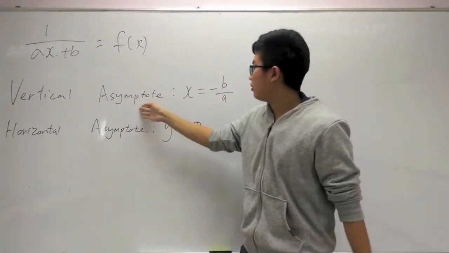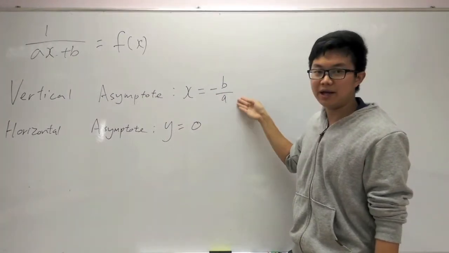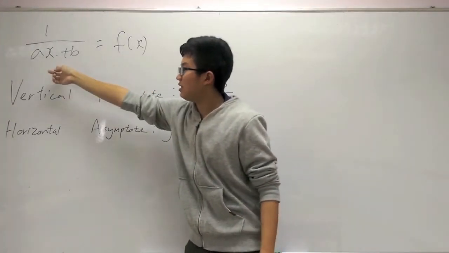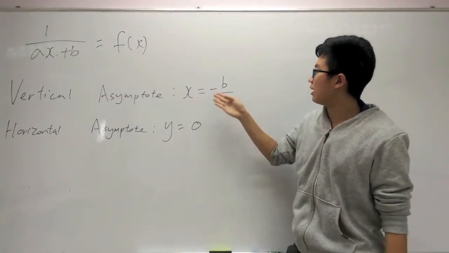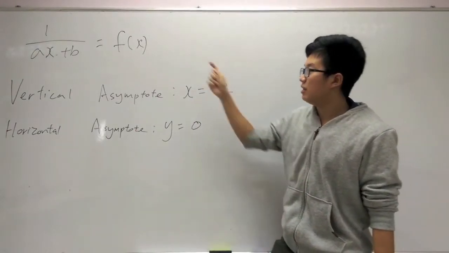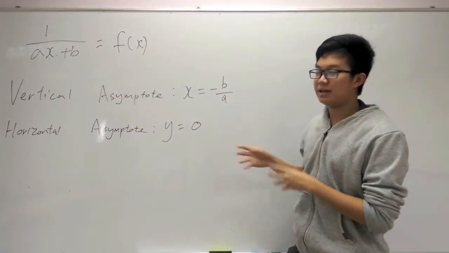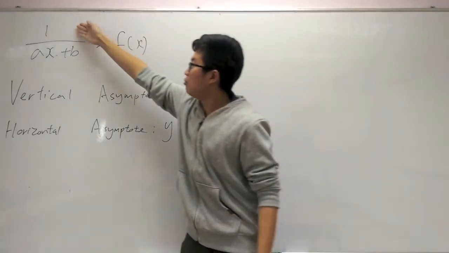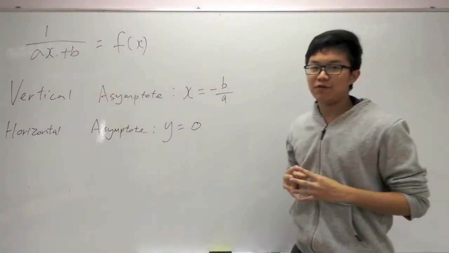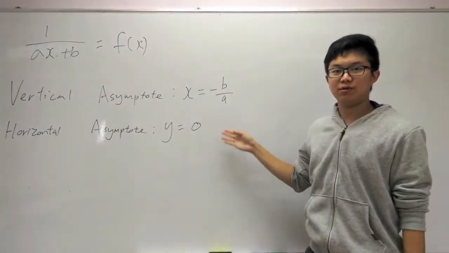For a vertical asymptote, we can use x = -b divided by a. From here, as you can see, the denominator can never be 0. That's why if x = -b divided by a, the denominator will be 0. That is why this is the restriction of x, and this is the vertical asymptote of x. And since you know that the numerator is already 1, y can never be 0. That is why the horizontal asymptote is y = 0.